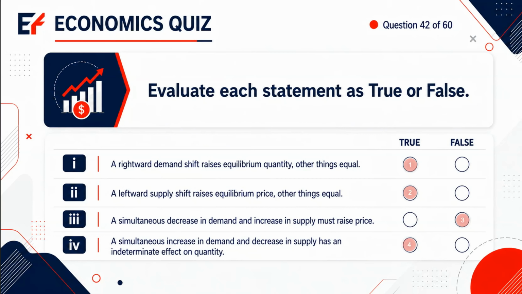Let's work through the shift effects smoothly. A rightward demand shift means buyers want more at each price, so equilibrium quantity rises when other factors stay the same. A leftward supply shift means fewer goods are available at each price, which pushes equilibrium price upward. A decrease in demand and an increase in supply do not raise price. Both forces put downward pressure on price. Finally, when demand increases but supply decreases, price rises, but quantity can rise, fall, or stay the same depending on which shift is larger. The key is to track each curve's pressure on price and quantity separately.